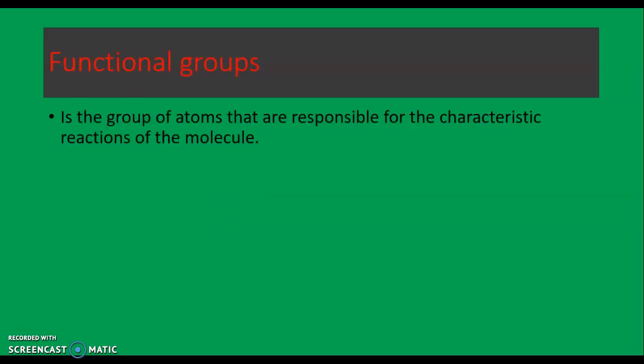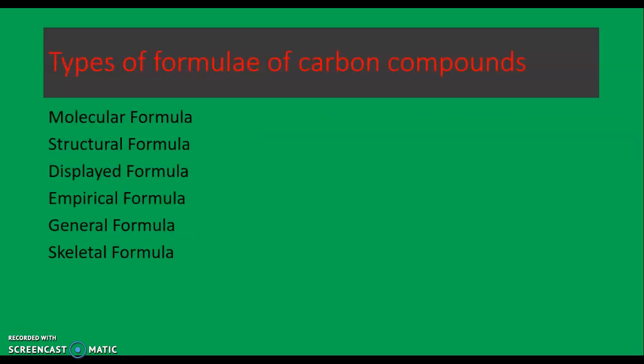A functional group is a group of atoms that are responsible for a certain type of reactions of a molecule. So an alcohol will have an alcoholic functional group. We'll do a lot more on functional groups when we look into the nomenclature and the naming of organic compounds. So you've got alcohol, carboxylic acid, aldehyde. Some examples are here. Now we move on to the types of formulae.